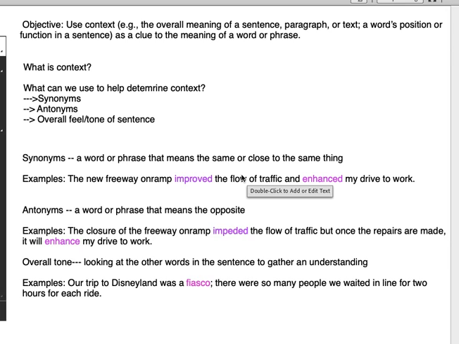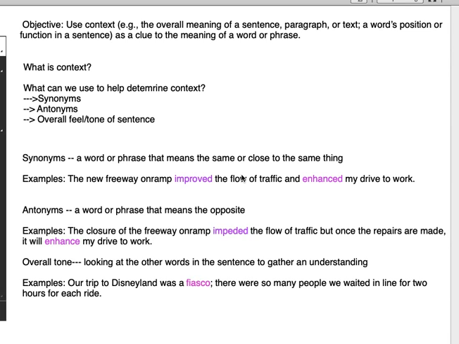We're going to be talking about context today and using context as a clue to the meaning of a word or a phrase in a paragraph or a sentence, etc. This really helps us identify meaning in trying to determine central ideas, trying to identify which elements of a paragraph are supporting details, or which elements are an argument. So we're going to talk specifically about those context elements: synonym, antonym, and the overall feel or tone of a sentence.